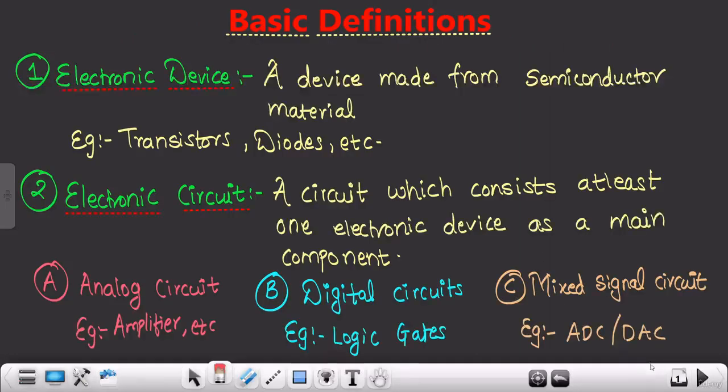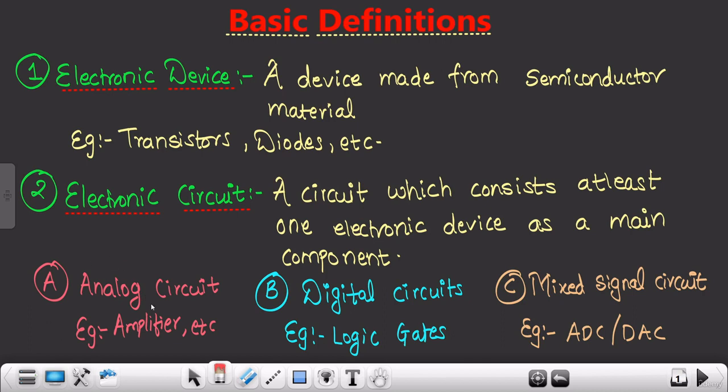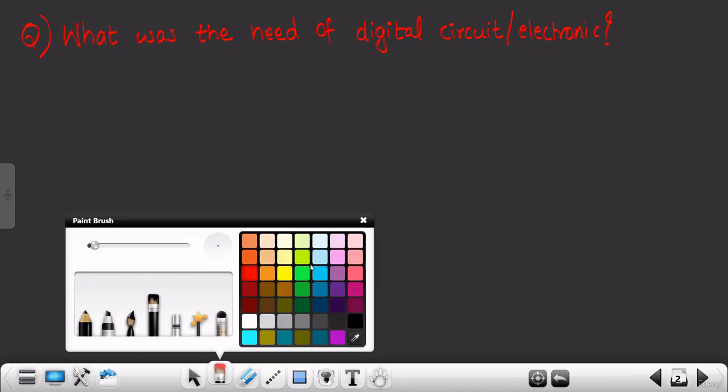Because the thing is that, see, if you say that we need to process certain signals, that is also possible with the help of analog circuits as well. But then why are we using digital electronics or digital circuits? Because processing and all that can be done with analog electronics as well. So try to think in your mind. All right, I hope you might have some thoughts in your mind about digital electronics.